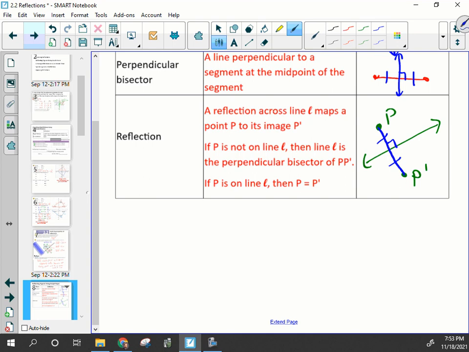If point P is on line L, so if I draw another point P, if that is on line L, that same point is also P prime. It'll become the exact same point.